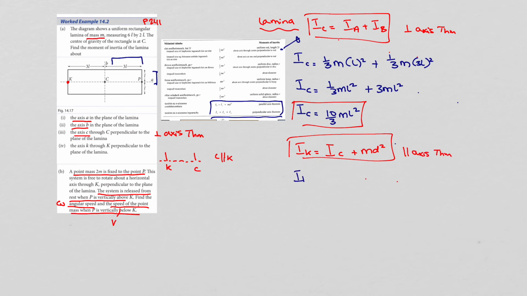So therefore the moment of inertia of the lamina through K is going to be 10/3 ml squared plus the mass of the lamina, which is m, times the distance d from C to K. Again, if we look at the diagram, from C to K is 3L. So that's 3L squared. So therefore that's going to be 10/3 ml squared plus 9 ml squared. So the moment of inertia through K is 37/3 ml squared.